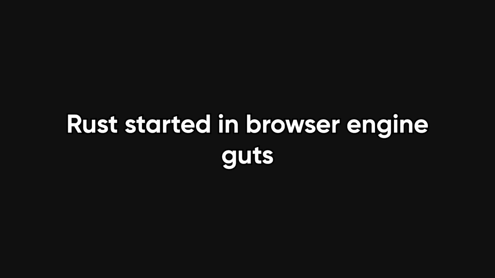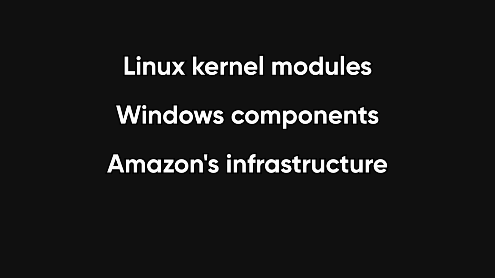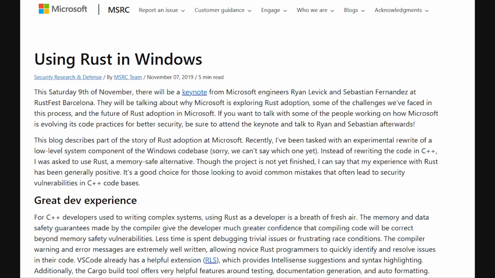Now let's talk adoption. Rust started in browser engine guts and command line tools, but now it's creeping into big boy territory. Linux kernel modules, Windows components, Amazon's infrastructure, and even parts of Android. Microsoft literally published a blog post titled, "Why We're Experimenting with Rust." That's like your ex saying they're just grabbing coffee with someone hotter than you.